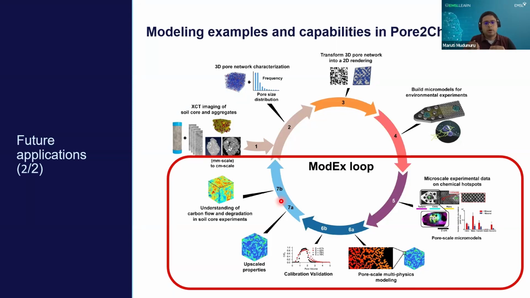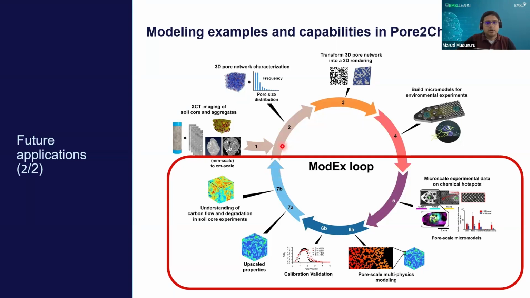What we understand from the micromodel is transferred back to the soil core, and what is observed in the soil core is transferred back to the micromodel in an iterative fashion to update this ModEx loop. Once we get a better understanding of that, this is upscaled from the pore scale at the micro scale to the soil core, at a millimeter and centimeter scale, to better understand the findings for real world scenarios and for large environmental systems.